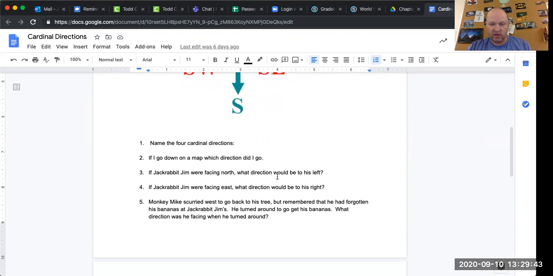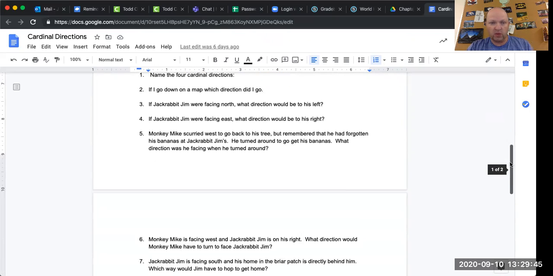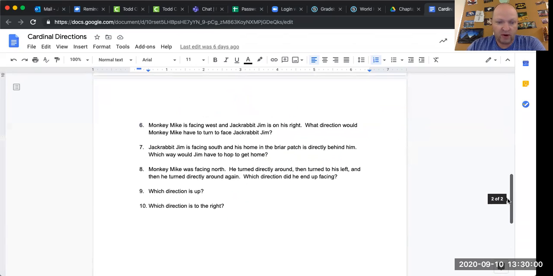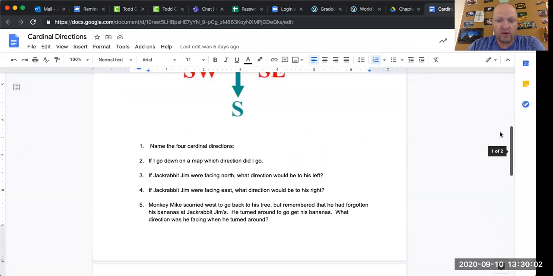So you're going to go through and do that for each one. Read the question carefully, going back to your cardinal directions and figure out what direction they're facing or what direction was to the left or the right or behind them or in front of them or whatever. Type your answers in. If you need help, Schoology, message me. Email, message me, and we'll take care of it. All right? That's cardinal directions.